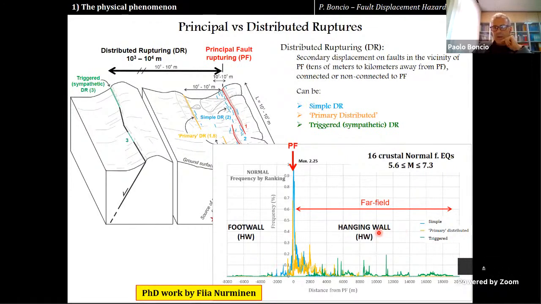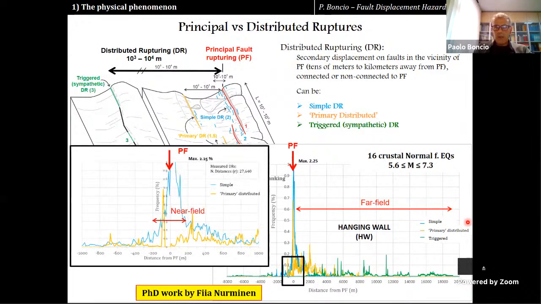Distributed rupture can occur away from the principal fault, also several kilometers, but most of them concentrate near the principal fault, meters to hundreds of meters from the principal fault. So we can define a far field and a near field. In the near field, the hazard from distributed faulting is higher.